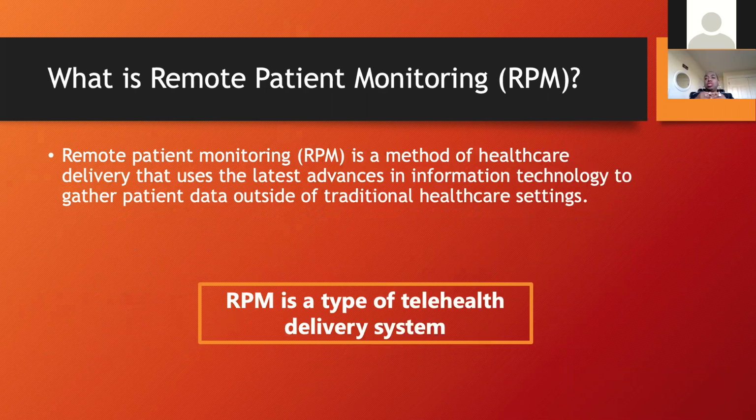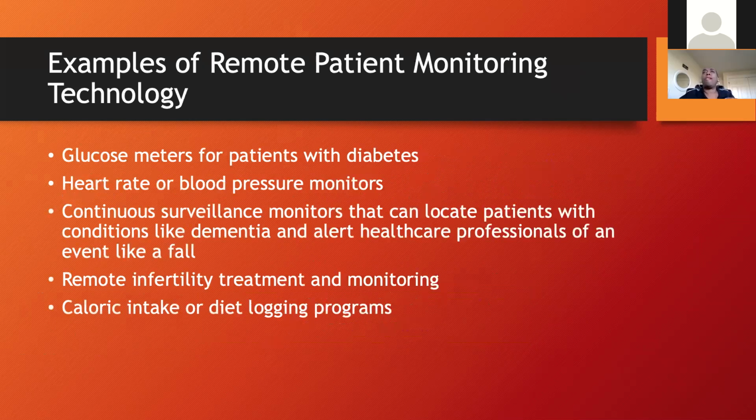So in addition to the ICU scenario and collecting data in an inpatient scenario, there's also remote patient monitoring, acronym RPM, which is a type of telehealth system. Remote patient monitoring is a method of healthcare delivery that uses the latest advances in information technology to gather patient data outside of the traditional healthcare system. So examples: glucose meters for patients with diabetes. I'm a diagnosed diabetic.